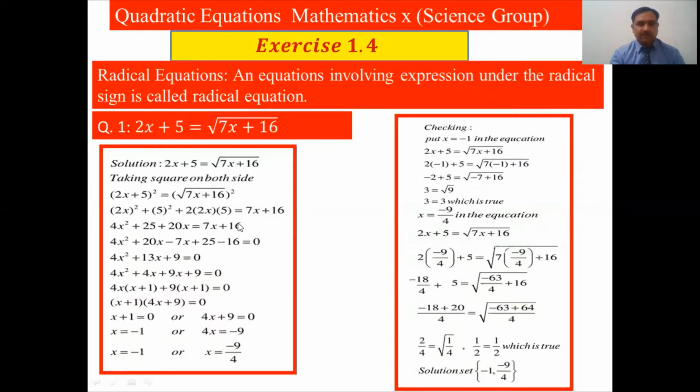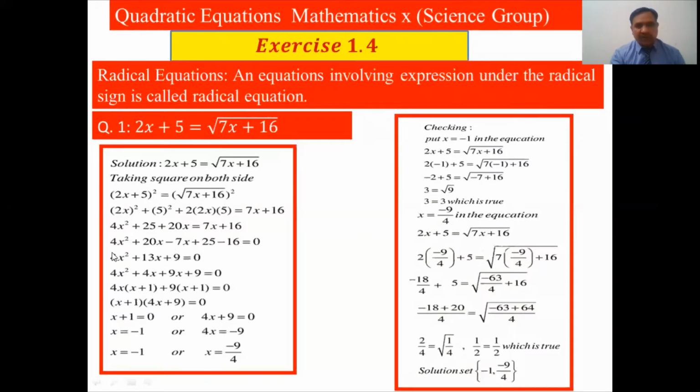Now we have to shift this expression to the left hand side of the equation. We have 4x square, this is 20x, and here is 7x. When we shift this to the left hand side, we have minus 7x. So 20x minus 7x, and here is 25 and 16. When we shift 16 to the left side, we have minus 16, equal to 0. So 20x minus 7x is 13x, and 25 minus 16 is 9. So we have this quadratic equation.